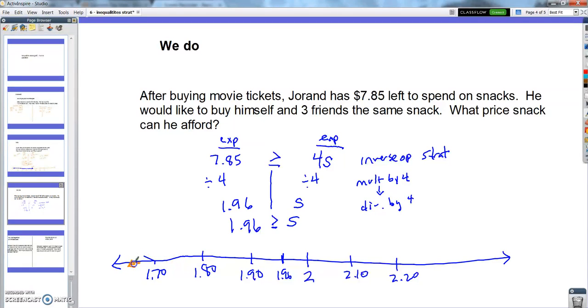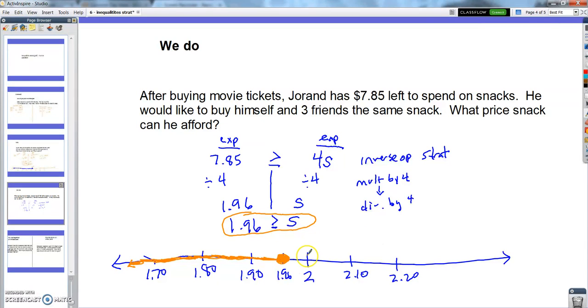So he can spend $1.60, $1.70, $1.80, $1.90, 1, 2, 3, 4, 5, and $1.96 is okay, it's included, so I'm going to shade it in too. And that shows me the price that he can buy. So this is 2 ways to show the answer. So that's the inverse operation strategy. Exactly the same as it was for equations.